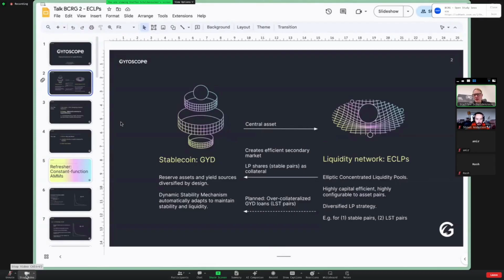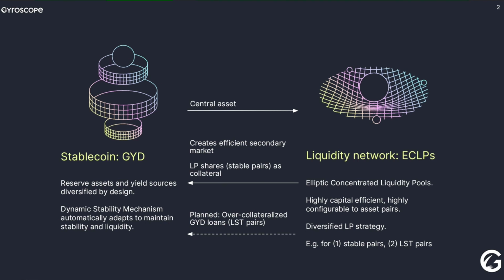Quick reminder from last time: why do we even care about the liquidity network, and how does that fit with the other things that Gyroscope is doing? We have these two components, right? We have the stablecoin and the network of liquidity pools, ECLPs, that benefit each other in different ways. The stablecoin is aiming to act, and is more and more becoming, a central component of the liquidity network, the best route to go from any other asset to any other asset.